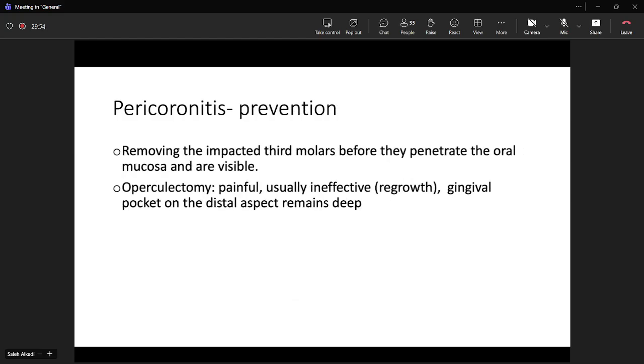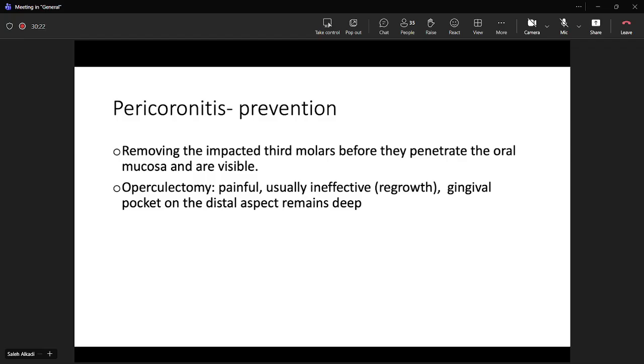Okay, so how to prevent pericoronitis? The ideal way to prevent pericoronitis is to remove this impacted third molar before it penetrates the oral mucosa and becomes visible inside the mouth. Another alternative option is a procedure called operculectomy, which is removal of this operculum. So you remove the operculum, a soft tissue procedure. It could be done using a scalpel or a laser.